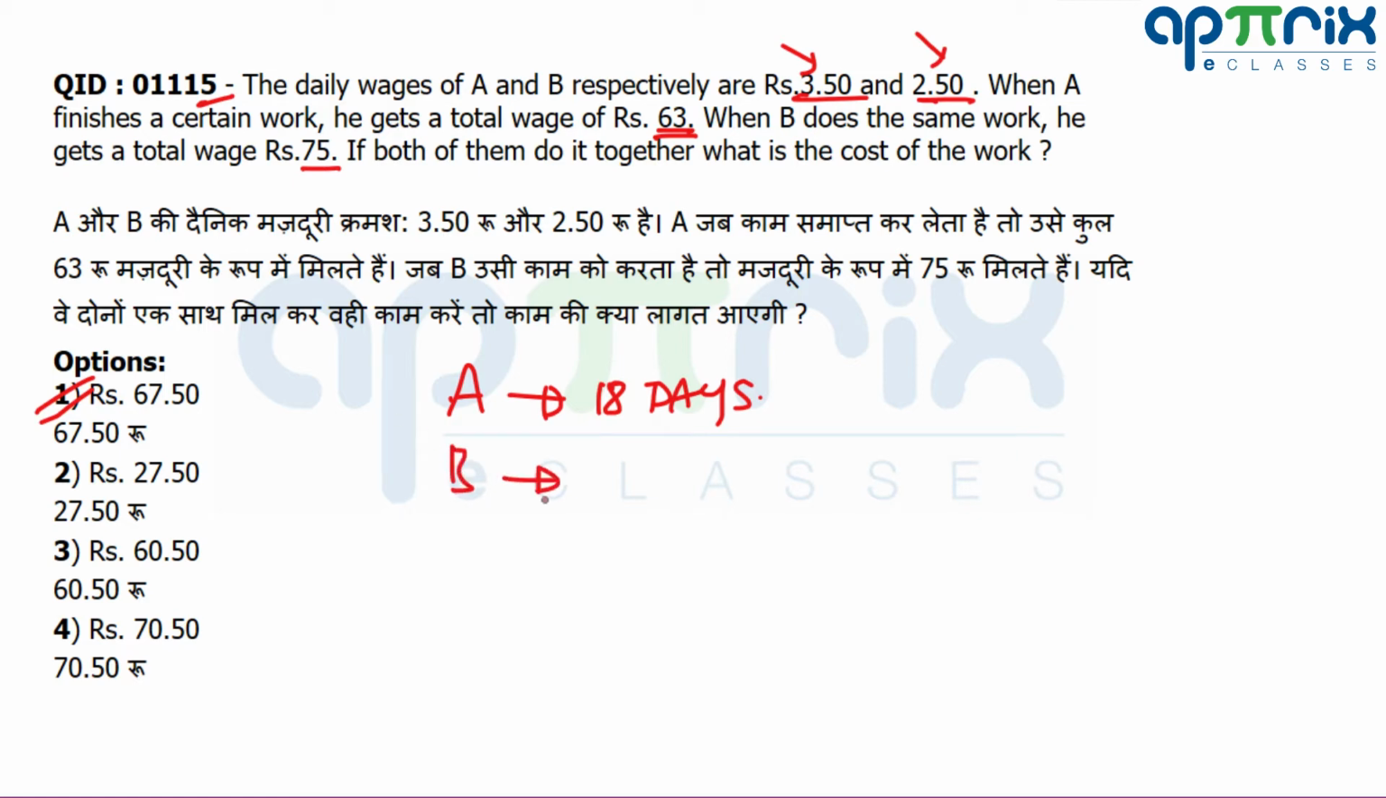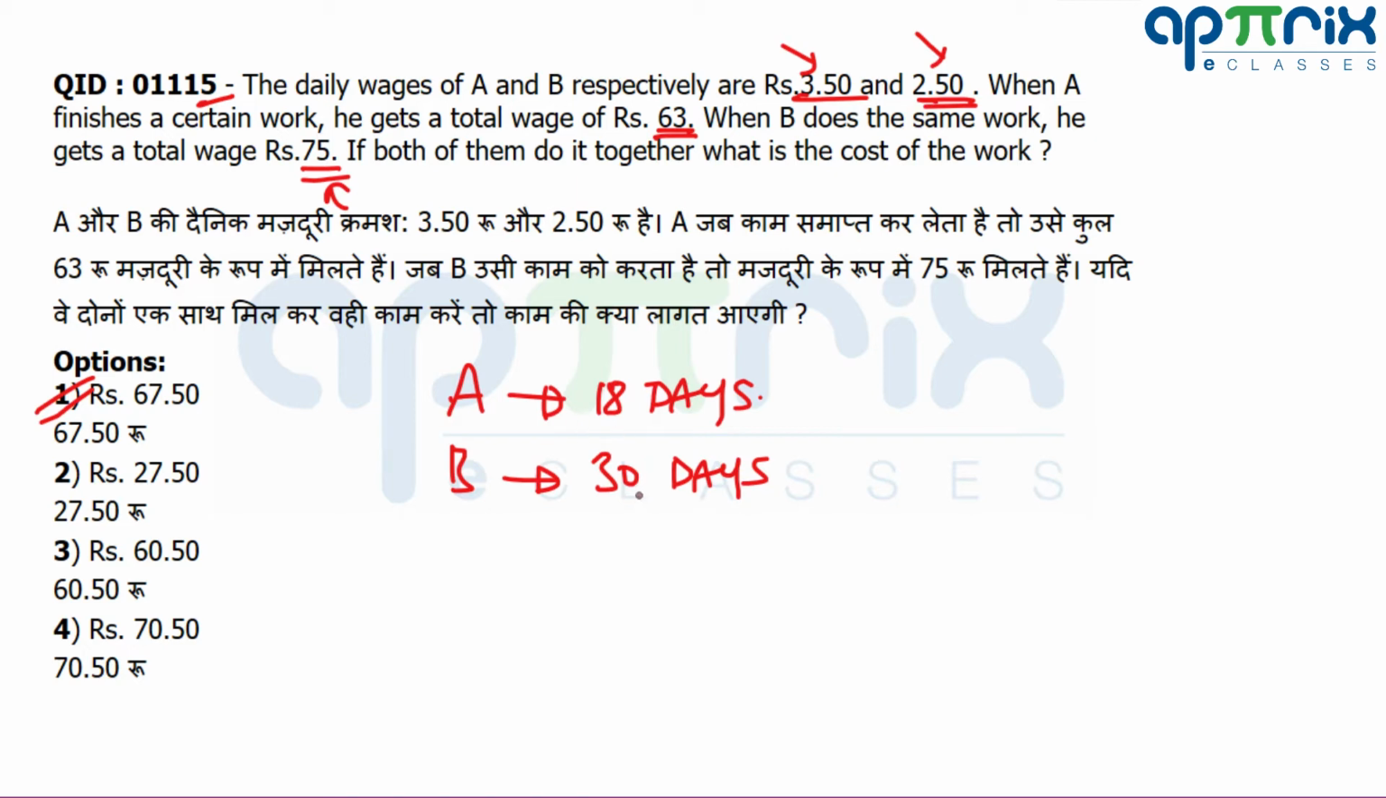Let's think about B. Without any confusion, you can say B is going to take how many days? 30 days. Because the total amount that he gets is 75 while per day is 2.5. Now you have this information. Now you want to find out how much they would get, the total cost of the work, if they are going to work together. You have to just find out in how many days the work will be finished if they work together. Because if you calculate that, you get the answer. So let's see how we are going to do that.